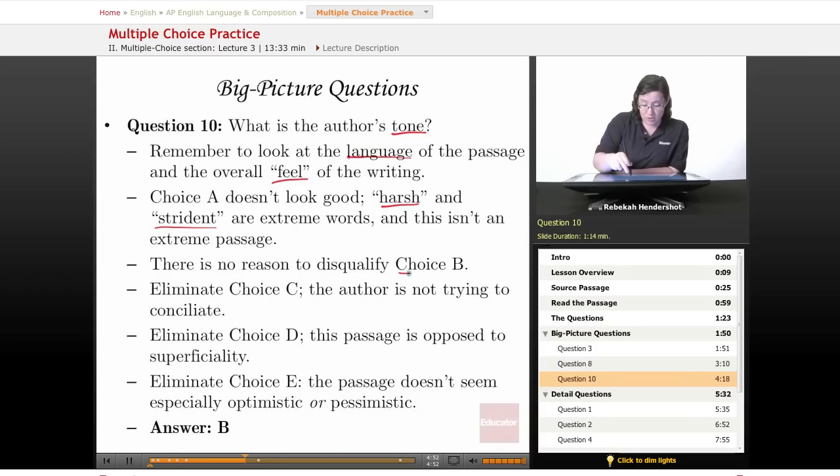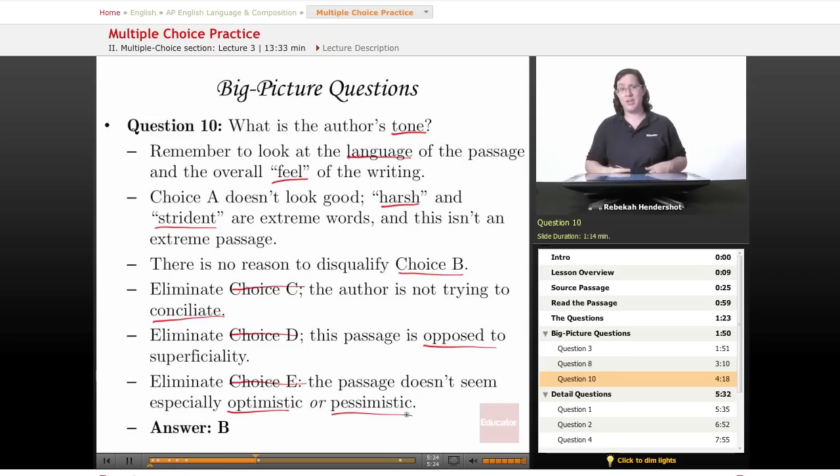There's no reason to disqualify choice B. It's perfectly good. Might be. You can eliminate choice C because the author is not trying to conciliate. Now remember, if you studied your vocabulary, conciliate means come to common ground, compromise, make up with somebody. Author's not trying to do that, so conciliatory is not really what you're going for. You can also eliminate choice D. This passage is opposed to superficiality, so the tone is not superficial. You can finally eliminate choice E because the passage doesn't seem especially optimistic or pessimistic, for that matter. So enthusiastic and optimistic doesn't make a whole lot of sense. Process of elimination, your answer is B.